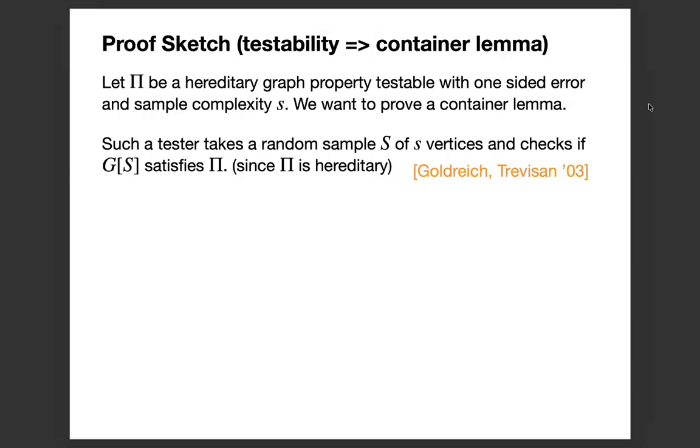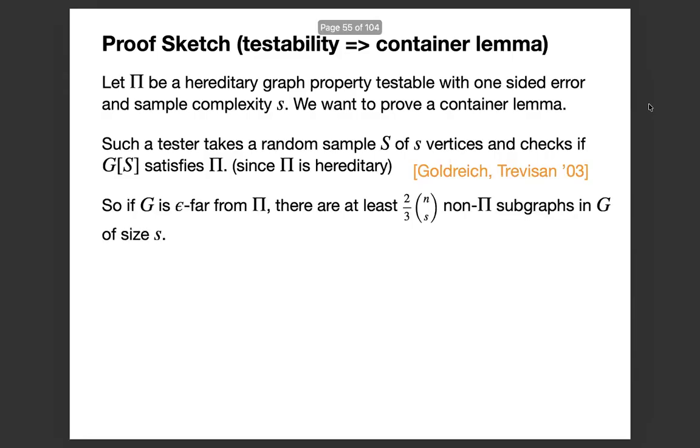So there's this really nice result, again, by Goldreich and Trevisan, which says that if you're a hereditary property and testable, then your tester always does the most obvious thing. Your tester is just going to take a random induced subgraph and see if the random induced subgraph satisfies pi. For example, the tester for k-colorability is just take a random sample and see if it's k-colorable.